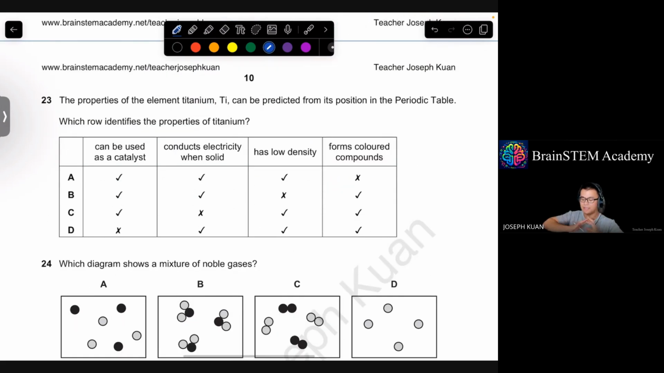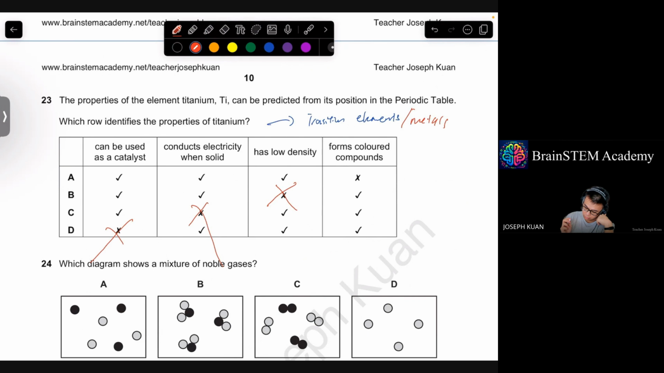The properties of the element titanium can be predicted from its position in the periodic table. Which row identifies the properties of titanium? If you refer to the periodic table, titanium belongs to the transition elements, the whole block of groups and periods at the center of the periodic table. Transition elements can be used as a catalyst. They are metals. They conduct electricity when solid. They have high density, actually.